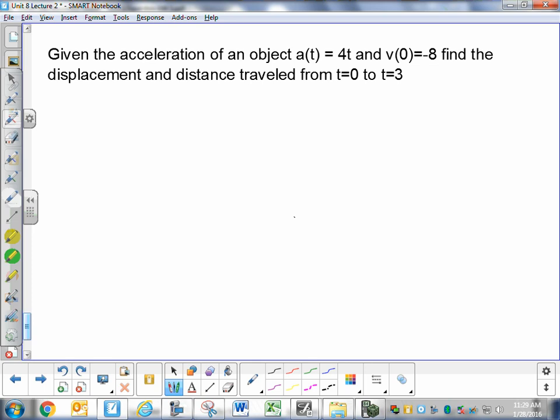You're allowed to use your calculator, by the way. But if you have time, write down your integrals without an absolute value.